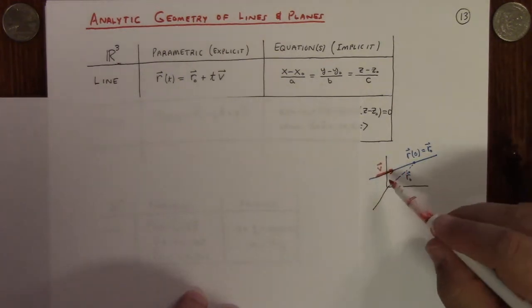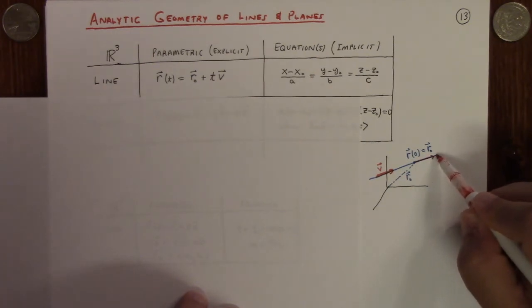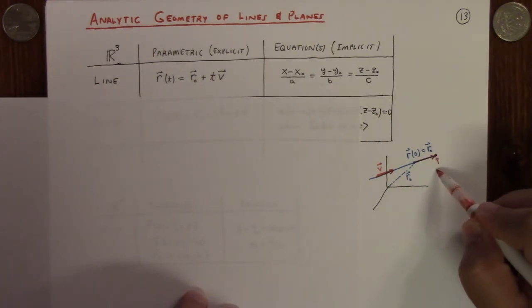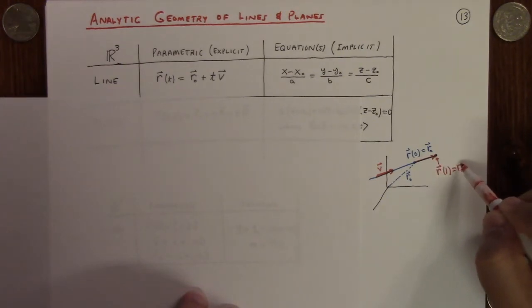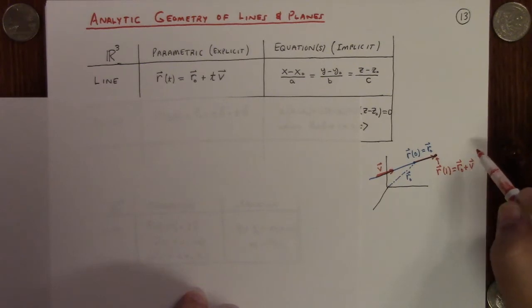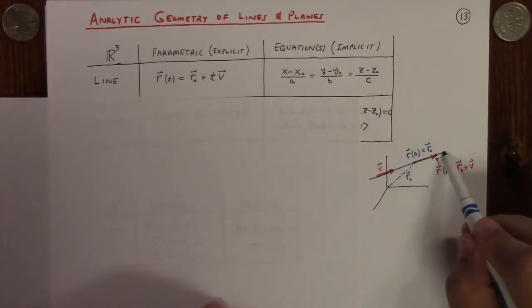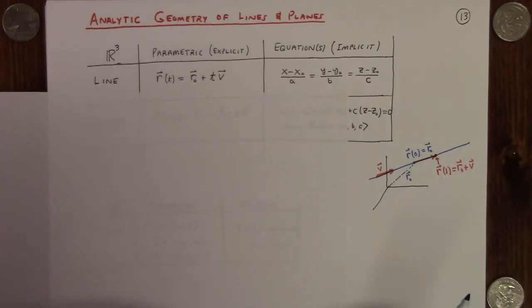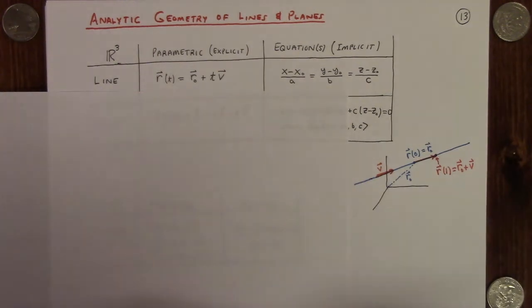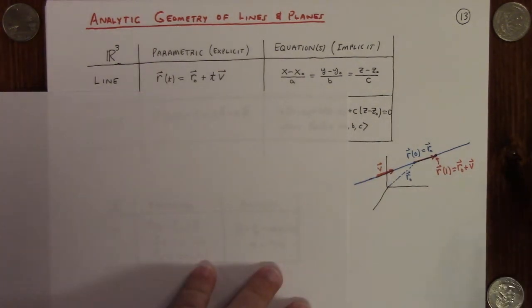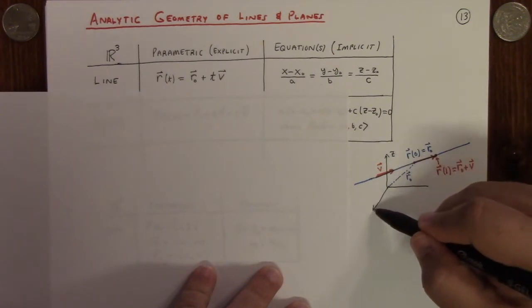So if that's how long v is, then over here, r naught plus v would give us that point right there, which would be r of time 1, which would be r naught plus v, for example. And as the time goes on, you trace out this line in 3 dimensions. So now I'm describing it in a vector sense, right? I'm giving you the vector parameterization.